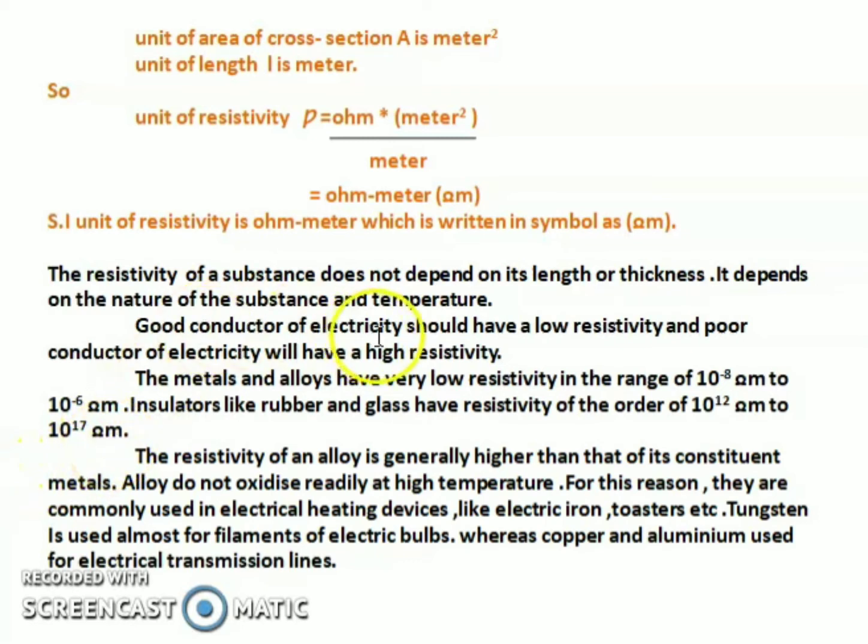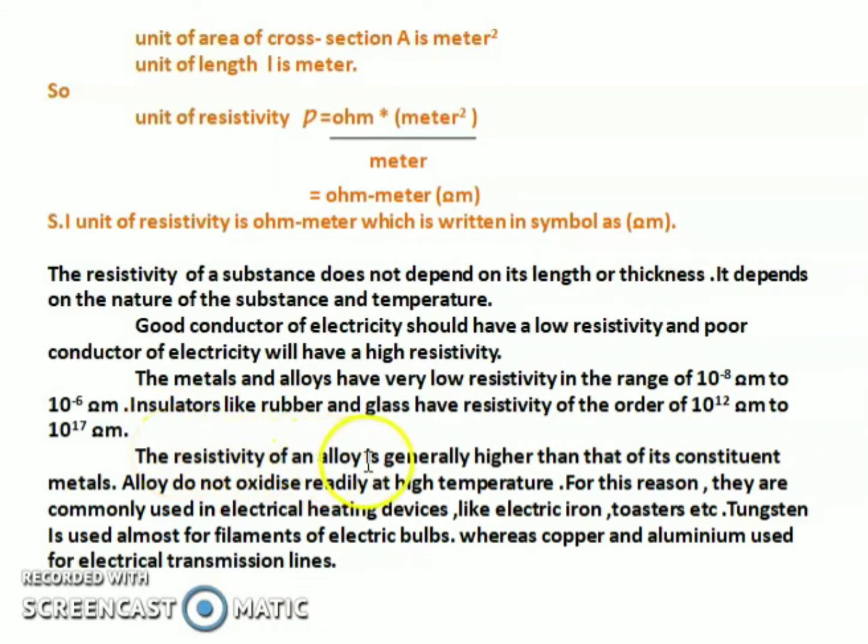So a good conductor has low resistivity. Alloys and metals are good conductors, so they have a low resistivity in the range of 10 to the power minus 8 to 10 to the power minus 6 ohm meter. Whereas a poor conductor, that is an insulator like rubber and glass, has a high resistivity, in the order of 10 to the power 12 ohm meter to 10 to the power 17 ohm meter.